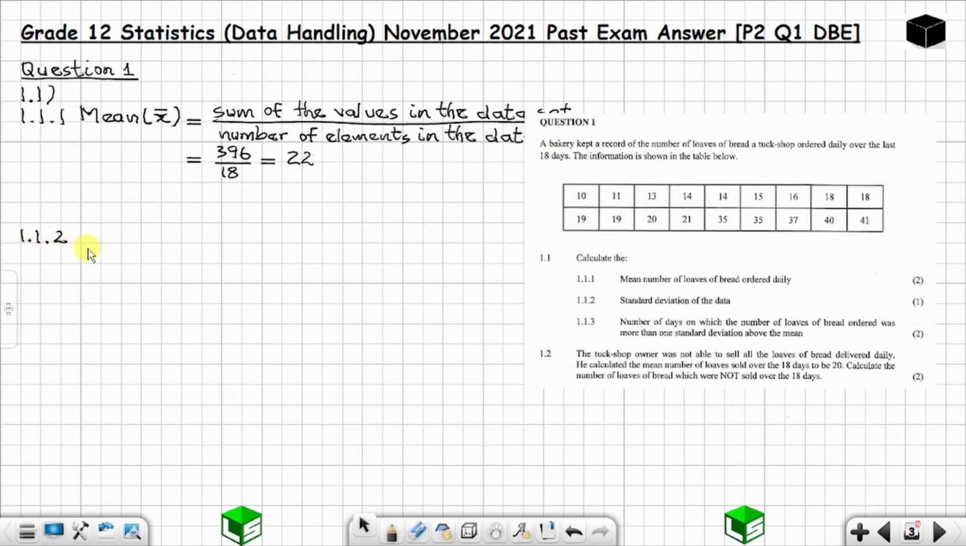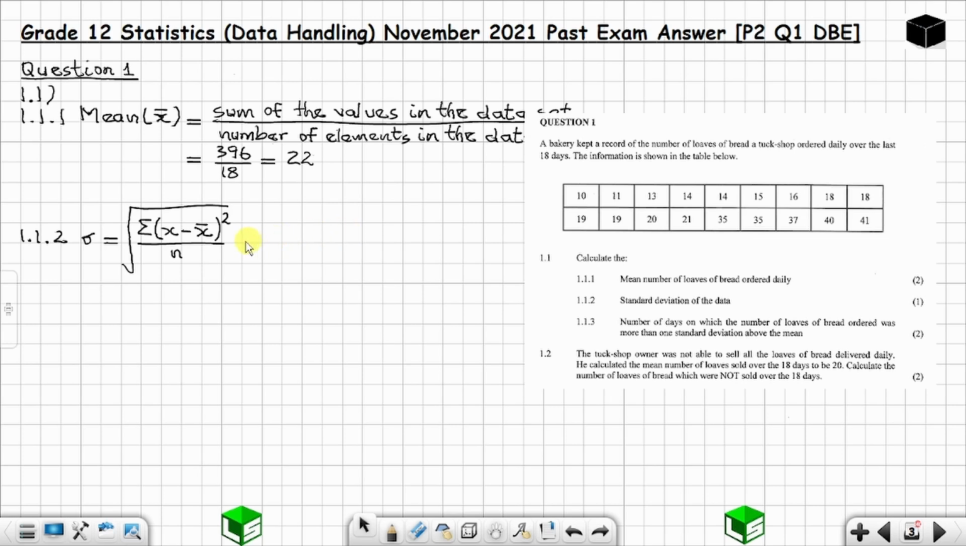1.1.2, we need to find the standard deviation. The standard deviation is equal to what? This is the formula for standard deviation. We are not going to use it because it will be a long process. We'll need to plug in these values inside the formula and do the summation, divide by n, square root, all this stuff. And this is a long process. The question is just 1 mark. So all you have to do is use a calculator. That is the simplest way.